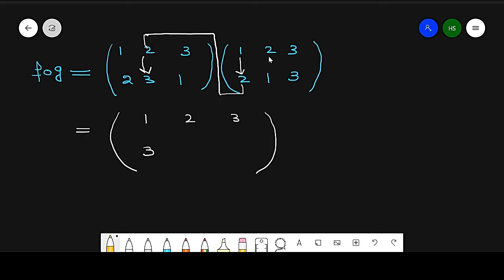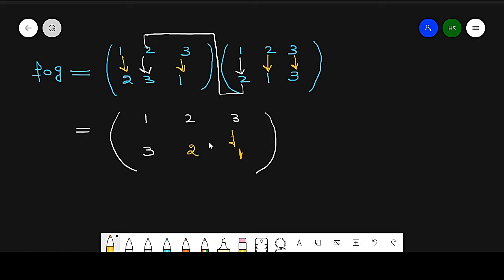So in this way 2 goes to 1 and 1 goes to 2, so it means 2 goes to 2. So it makes identity. Now third, 3 goes to 3 and 3 goes to 1, so this means 3 goes to 1. So in this way we can find the permutation: 1 to 3, 2 to 2 is identity, and 3 to 1. So this is our permutation of the product.